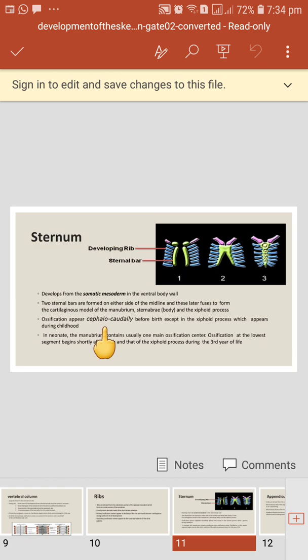Ossification appears cephalocaudally before birth, except in the xiphoid process, which appears during childhood. So this is the point to note, that xiphoid process ossification will appear during childhood. In the neonate, the manubrium usually contains one main ossification center. Ossification at the lower segment begins shortly after birth and that of the xiphoid process during the 3rd year of life.